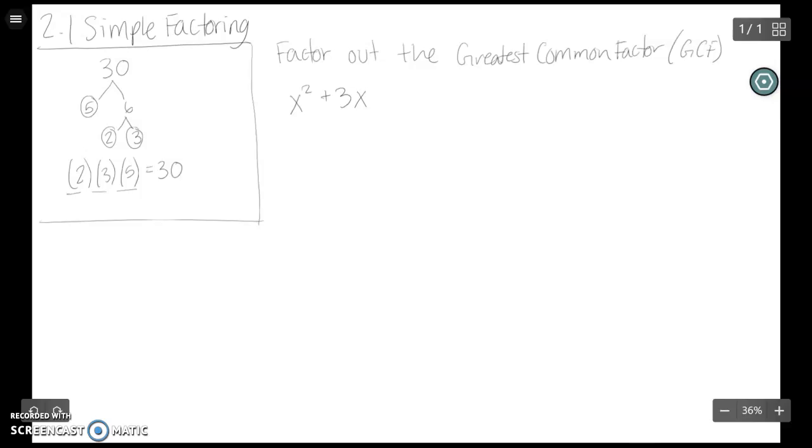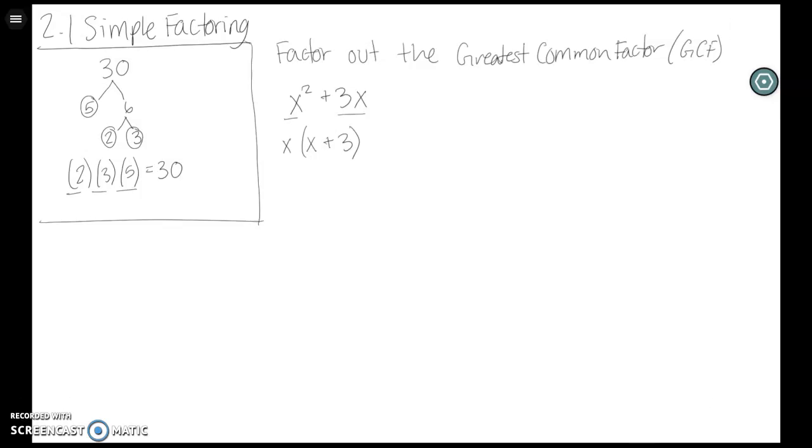To factor out the greatest common factor, we basically look at the two terms in our polynomial, the x squared and the 3x, and we look at what they have in common. In this case, we notice they both have an x in them. So we can take out an x. We factor an x out of the polynomial. When we factor an x out, if we divide the x squared by x, we're left with just x, and if we divide the 3x by x, we're just left with 3. So this would be one way to factor the polynomial.